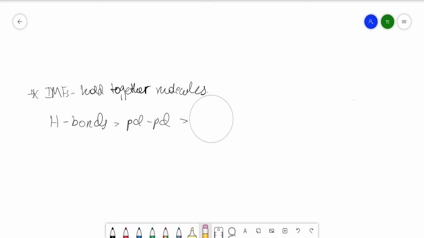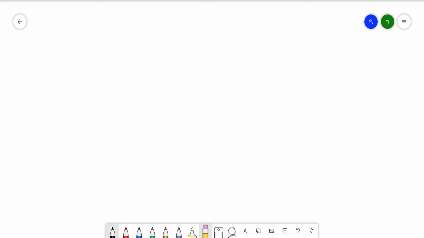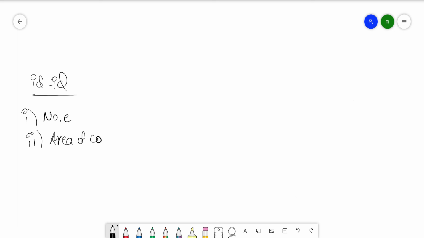One other thing that induced dipole to dipole forces of attraction are influenced by is something that I just recalled because it comes in organic chemistry many times. You know that one is the number of electrons. The second thing is the area of contact point.